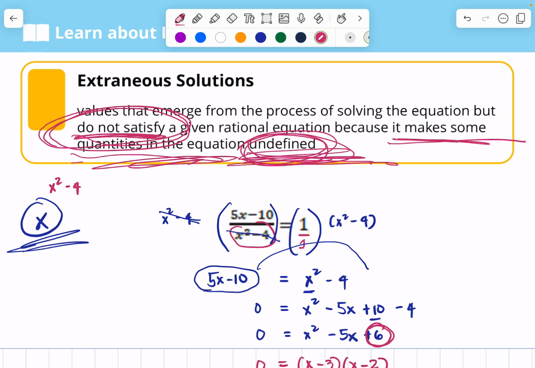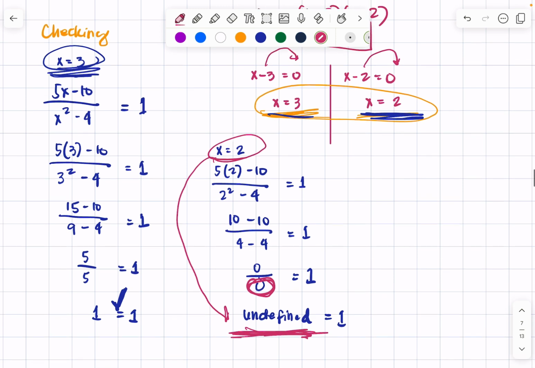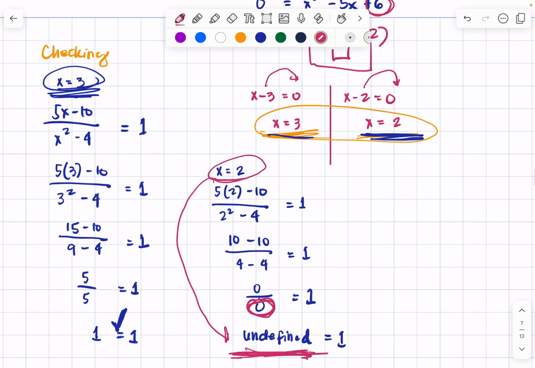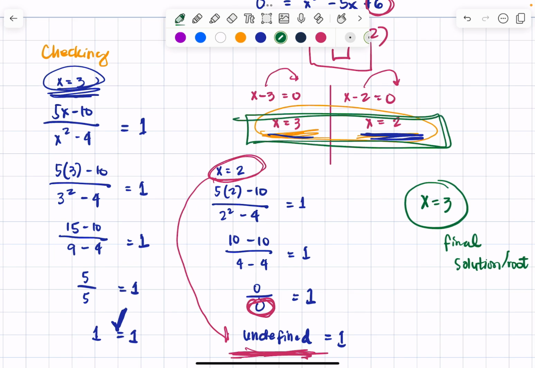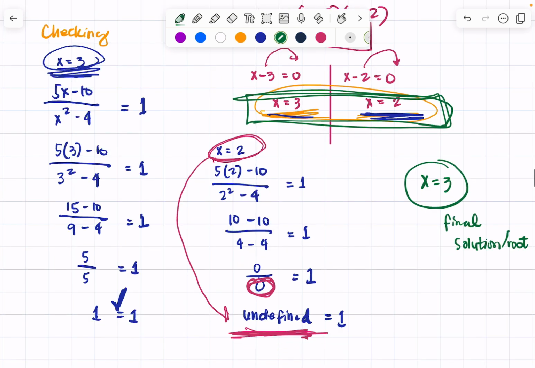It makes some quantities in the equation undefined. So this is your extraneous solution. Now, since x equal to 2 is your extraneous solution, then your final solution will be x equal to 3. So this will be your final solution or root. Okay, so that is how you will determine if your possible solution or root is undefined or not. See, x equal to 2 is your extraneous solution.